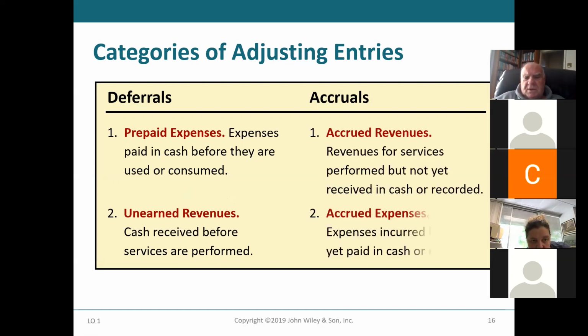So deferrals are one kind. The other are called accruals. Accruals. These are revenues for services we've performed, but not yet received in cash. Interest income is a good example. But most of your accrued entries are going to be accrued expenses. Expenses incurred, but not yet paid. The month ends, right? And we don't have the electric bill yet. Well, we're going to have to accrue that amount. We're going to have to estimate what our electric bill is and record that.